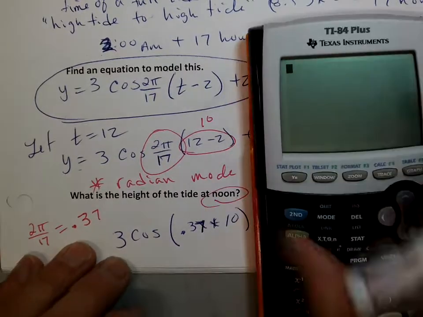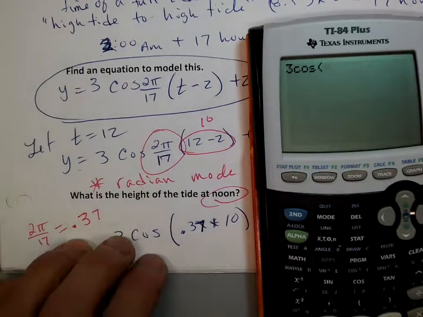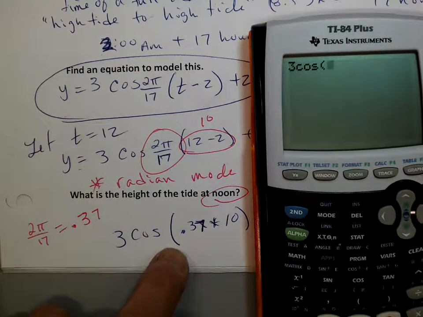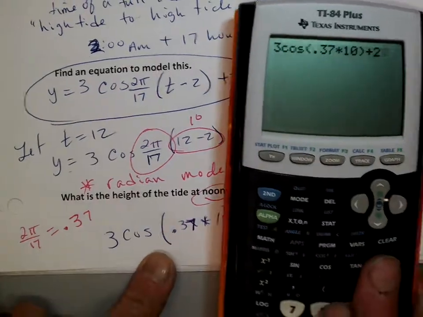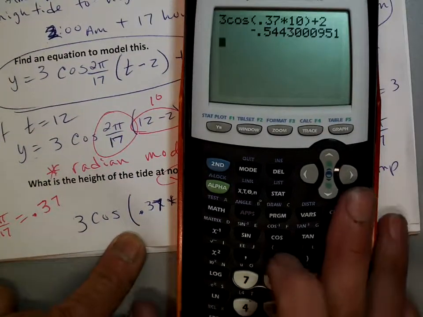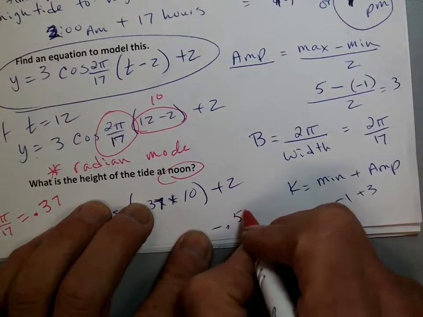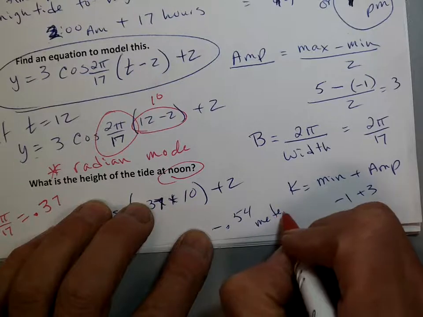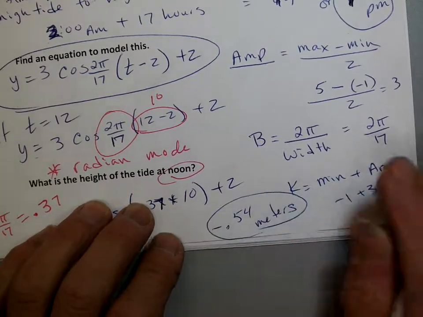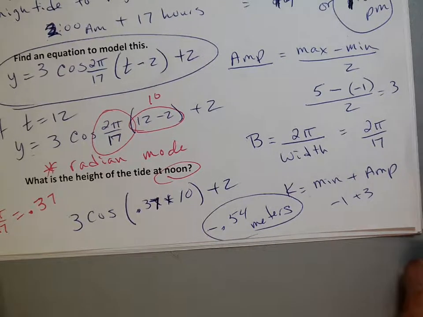3 cosine of my 0.37 times 10 plus 2. And I get an answer of about negative 0.54, and that's in terms of meters, and that's the height of the tide. That's where the height of the tide is at noon, okay?